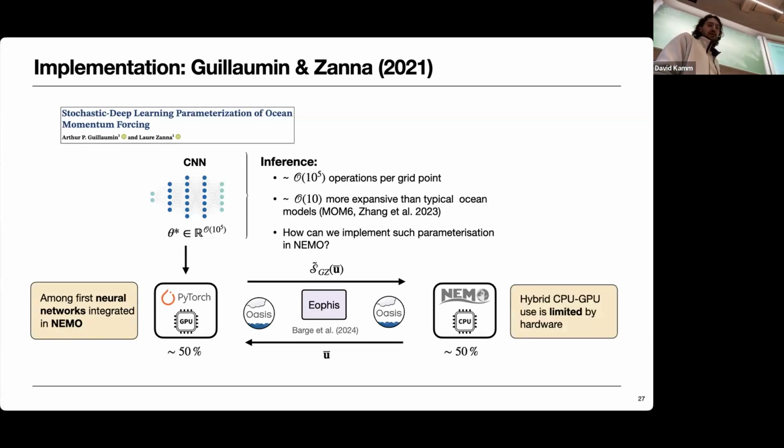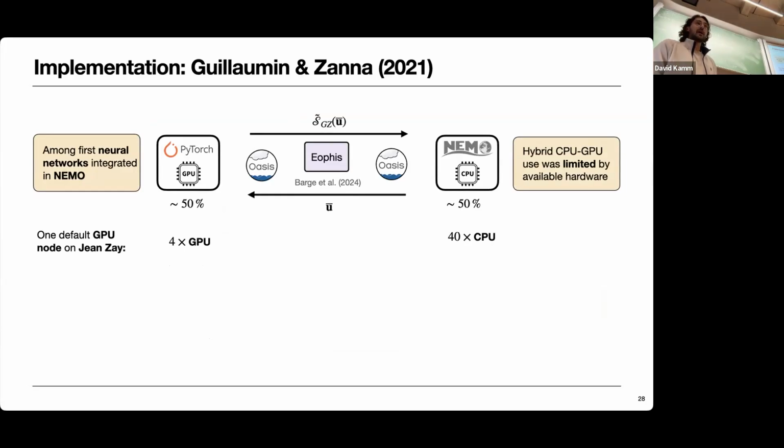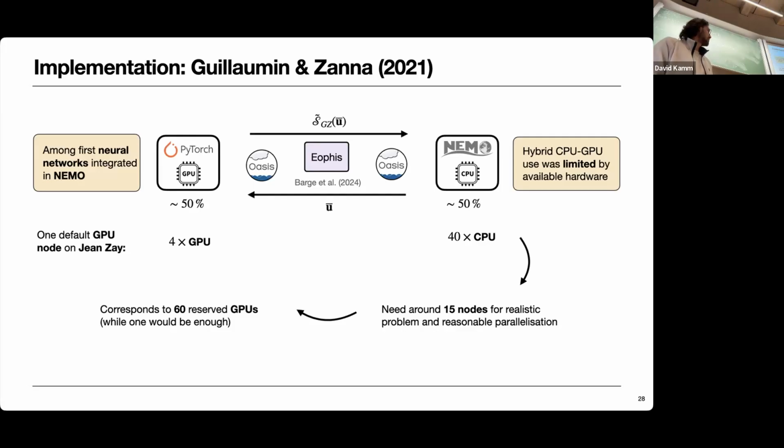However, we still ran against some limitations in terms of hardware that I just want to quickly raise. It's not really hardware, the limitation, it's more the allocation that we had on our machine. On the Jean Zay machine, typically you reserve 4 GPUs with 40 CPUs. And if you want a realistic problem in the NEMO ocean model, so our eddy-permitting idealized case, for example, you need about 15 nodes, which translates to reserving 60 GPUs for this problem, which is way too much for the inference.